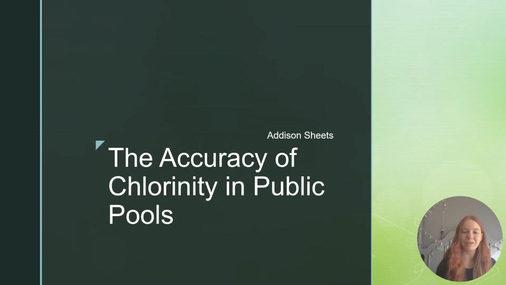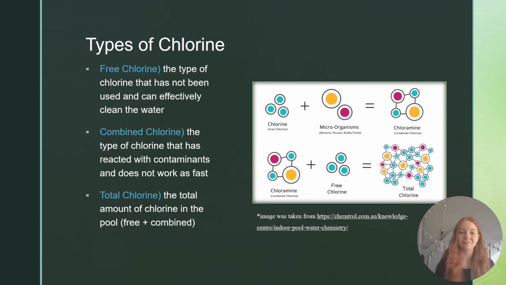The topic we will be covering today is the accuracy of the measurement of chlorine in public pools. First, we will need to discuss the three different types of chlorine found in pools.